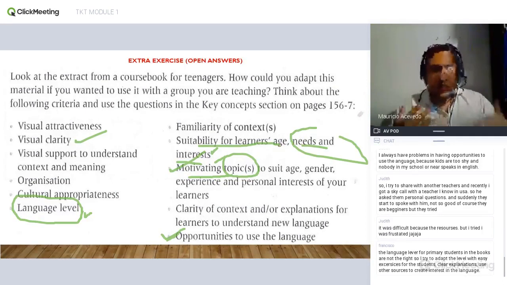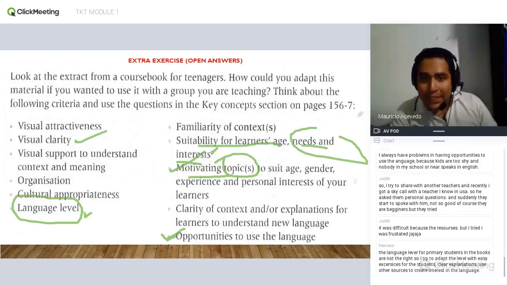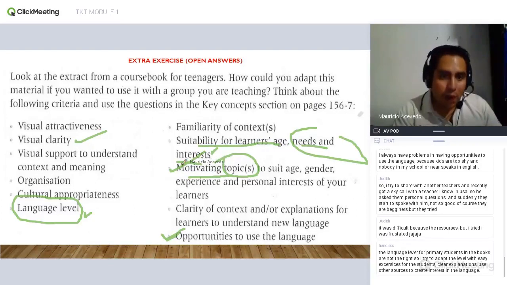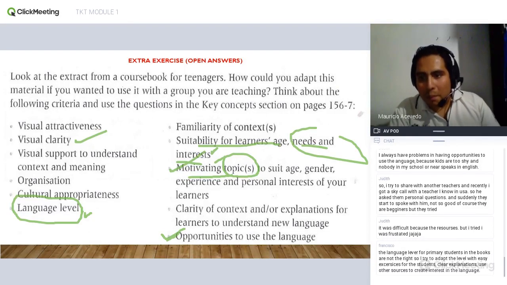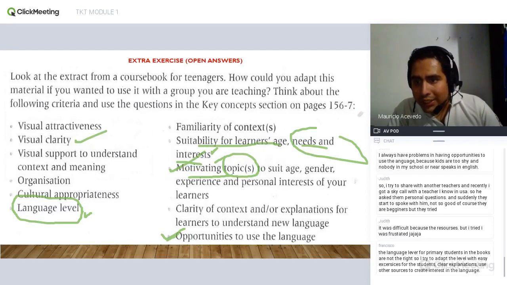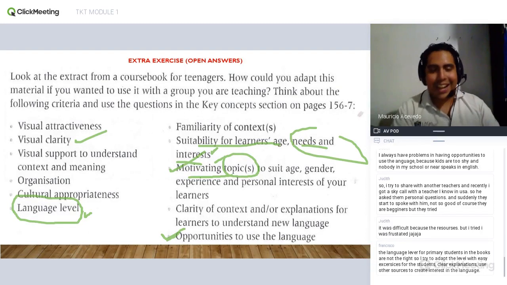So as you can see, you are adapting. You are not using the course book like that. You are adapting it in order to make your students practice, be motivated, and so on. So very nice. Congratulations, Judith. Now, I'm going to read Francisco's answer. The language level for primary students in the books is not right, so I try to adapt the level with easy exercises for the students, clear explanations, and use other resources to create interest in the language.